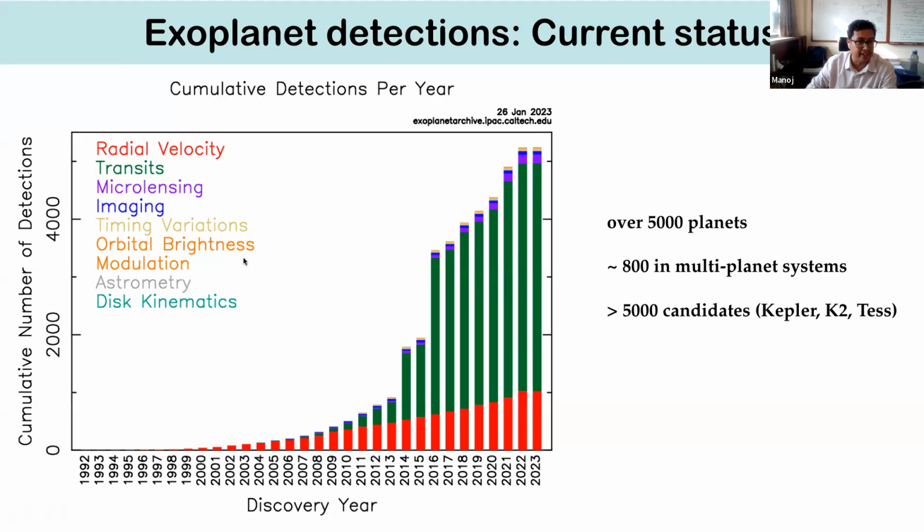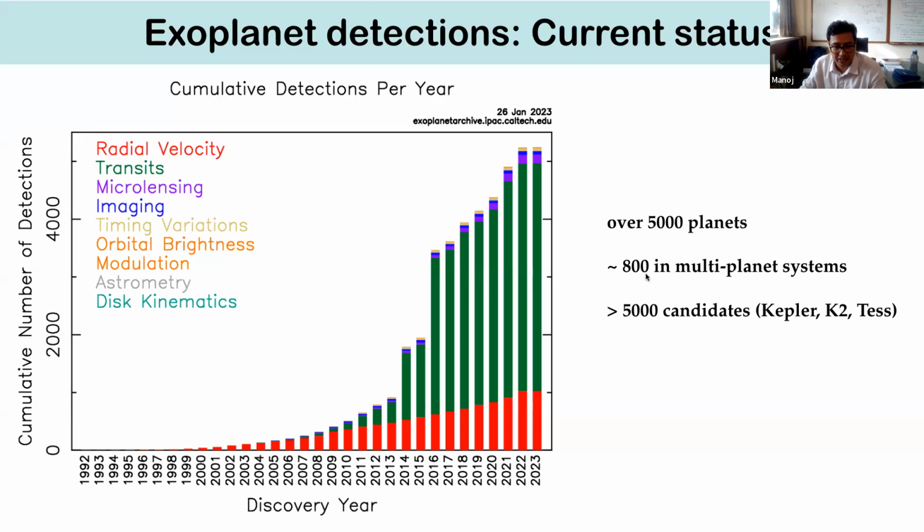And then this green thing, the transit, starts peaking. That's largely because of the Kepler satellite, which was a space mission by NASA, which just stared at a piece of sky for 4 years. And these two detection methods, transit and radial velocity, account for 99% of the planets that we know now. Out of the over 5,000 planets that we know, 800 are in multi-planet systems.